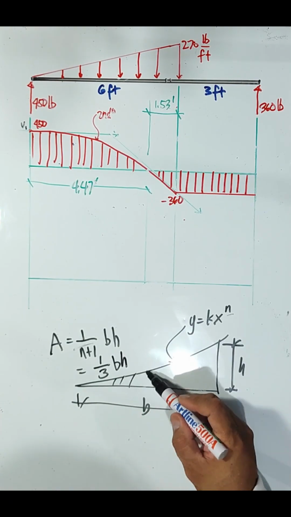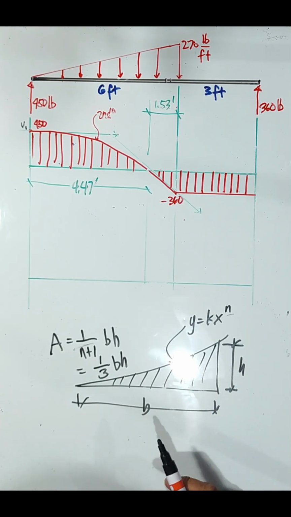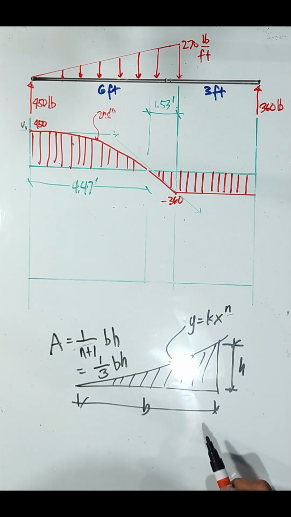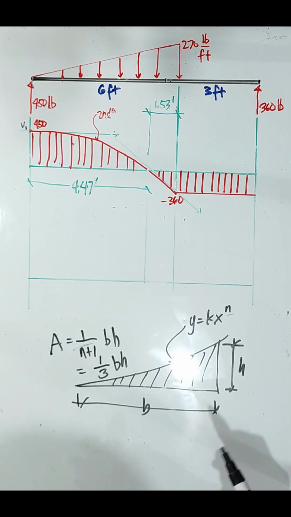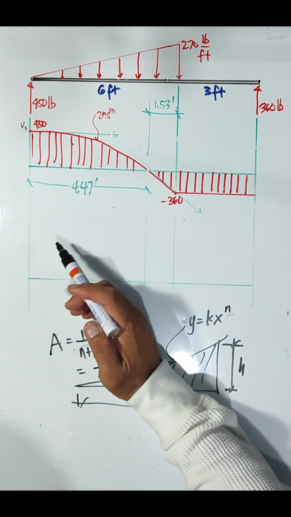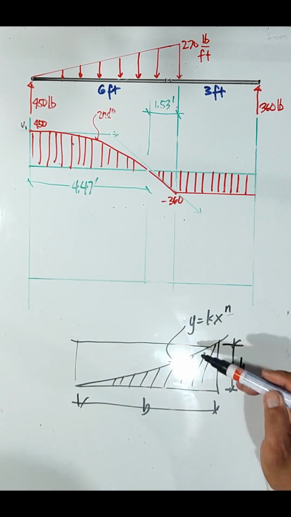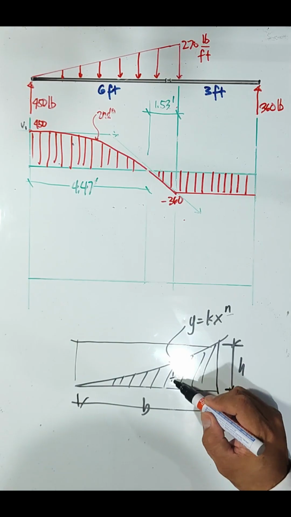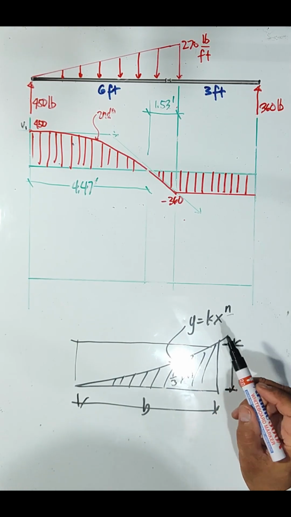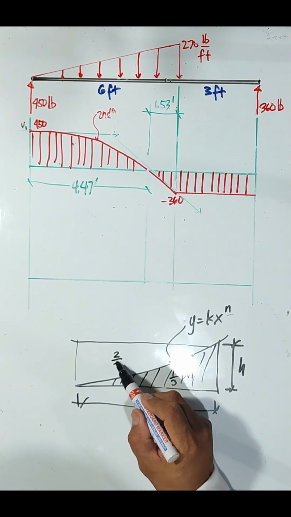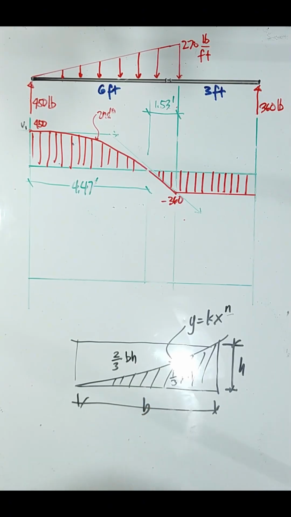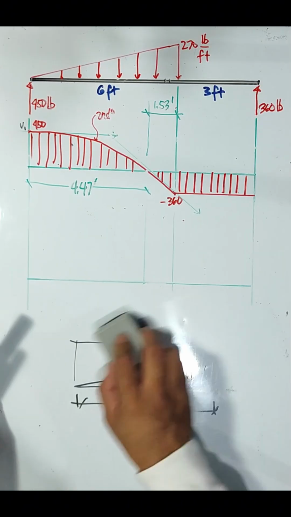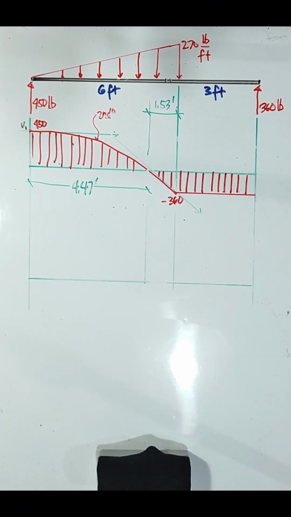3/8 is 1. That's the area. If you look here, the area we are going to solve is this one here. Okay? So if this area is 1/3 of BH, meaning this one is 2/3 of BH. Okay, now let's draw the moment diagram.